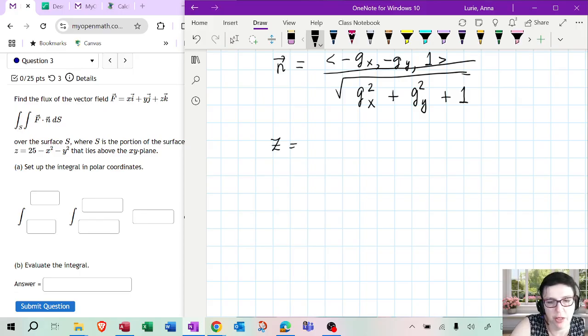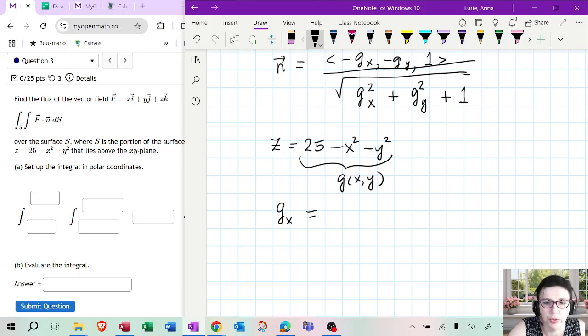So here we have z equals 25 minus x squared minus y squared, and this part right here, that's your g of xy. Okay, so let's compute gx. So that's the partial with respect to x. Well, 25 turns into 0. Then it's going to be minus. X squared turns into 2x. Y squared will just become 0. And then gy will be similarly just negative 2y.